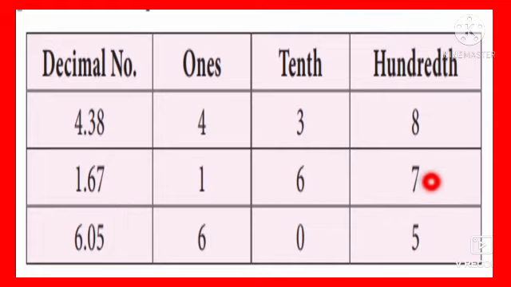So 8 plus 7 is 15, put 5 and carry 1. Then 1 plus 3 is 4, 4 plus 6 is 10, so put 0 and carry 1. Then 1 plus 4 is 5, 5 plus 1 is 6. We know there will be a decimal point between 6 and 0. Thus the required sum of the given two decimal numbers 4.38 and 1.67 is 6.05.